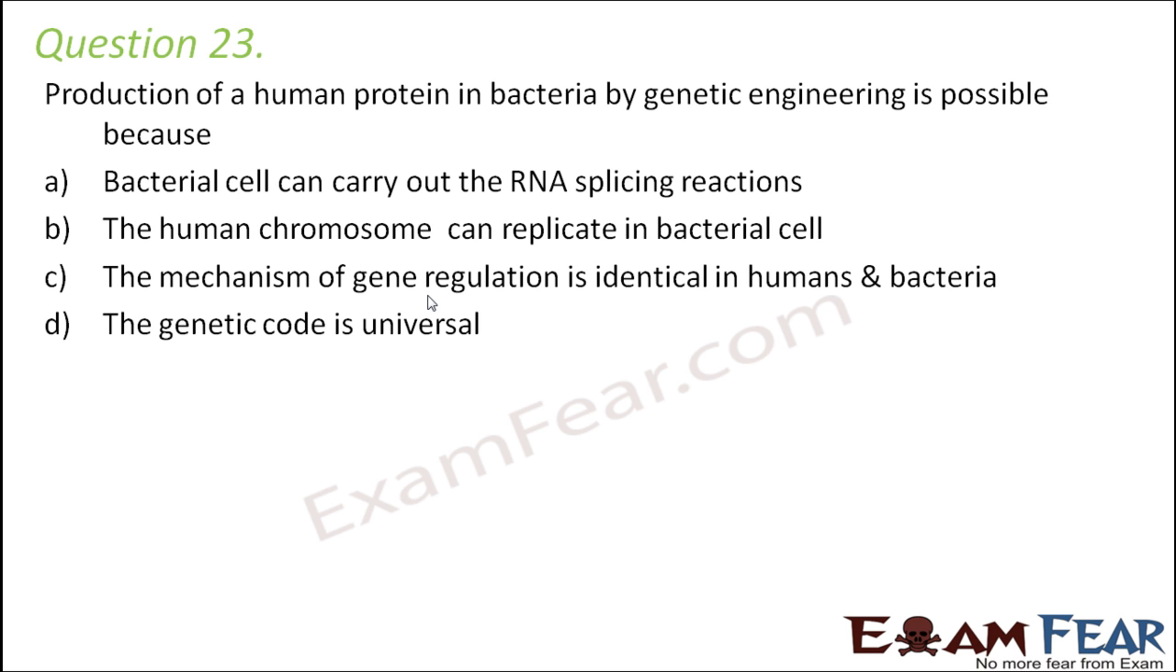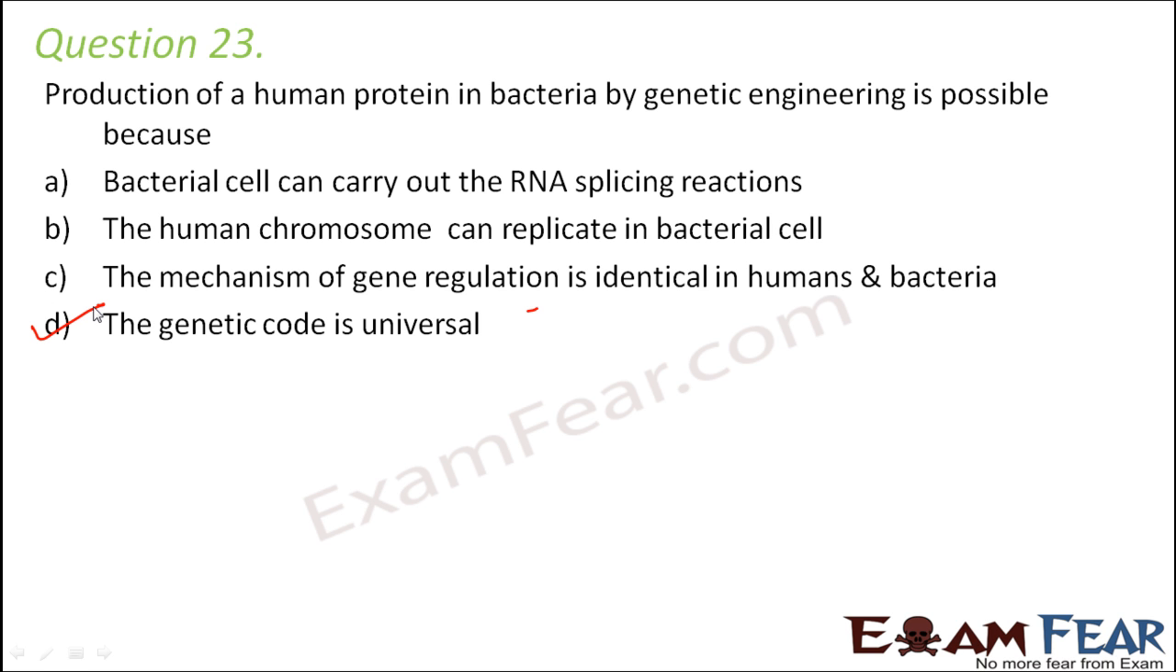Question number 23. Production of a human protein in bacteria by genetic engineering is possible because bacterial cell can carry out the RNA splicing reactions, the human chromosome can replicate in bacterial cell, the mechanism of gene regulation is identical in humans and bacteria, the genetic code is universal. Well, here the correct option would be D, that's genetic code is universal.